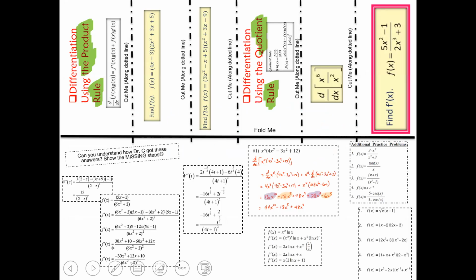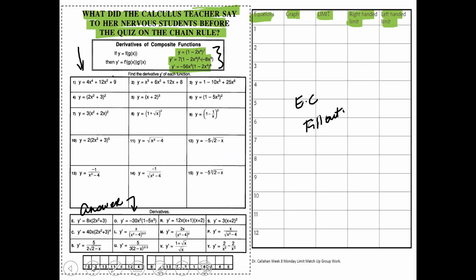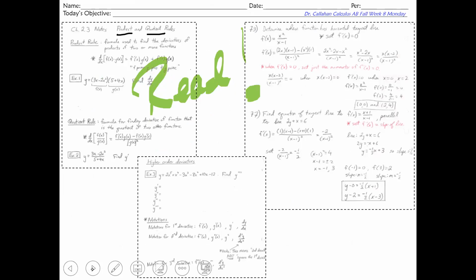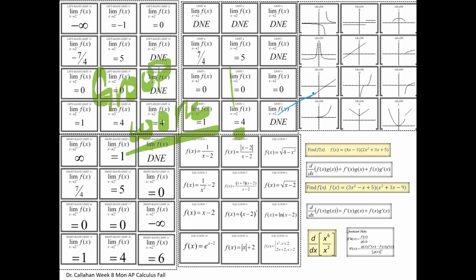This is your foldable today. So go ahead and turn over to week 8 Monday. And then here, if you look at this, are some questions that now you can actually do with the product and quotient rule with the algebra puzzle. This is a classwork where I'm going to have you guys go ahead and match the limit to the equations as a review. Oh, and then also match it to the graph.